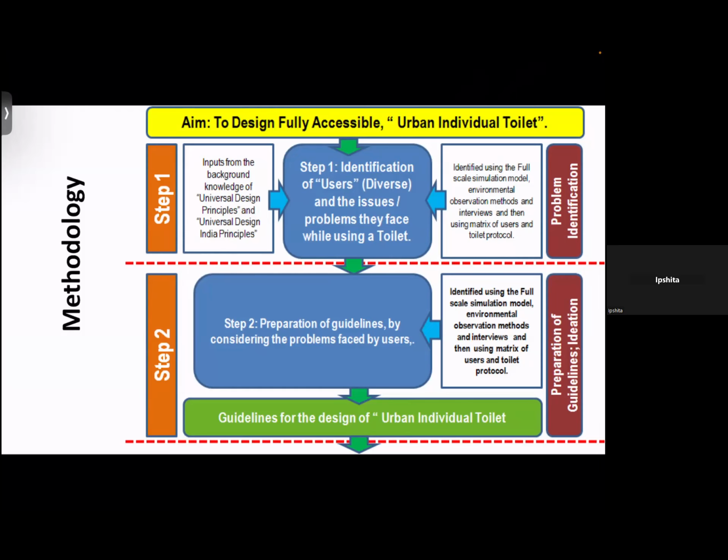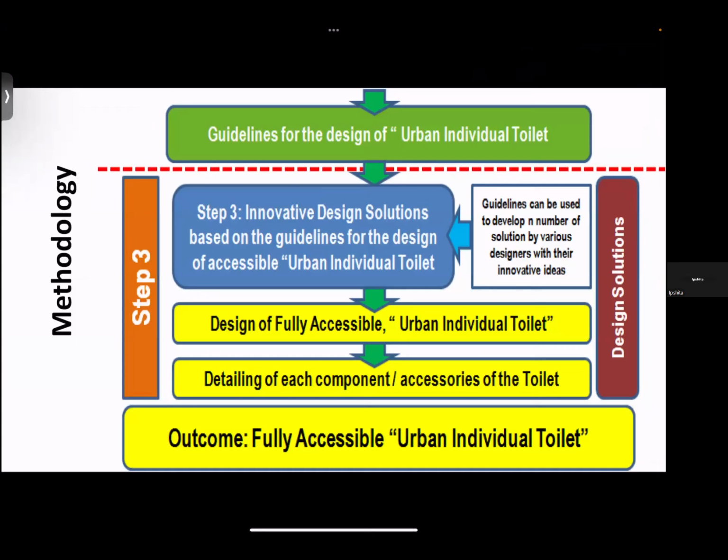Step one was the identification of all the diverse users who are going to use a family toilet. And then it was a preparation of guidelines considering the problems they face. So it is the identification of the problems. And then based on those identifications of the problems, the guidelines for the urban individual toilets have been made. And then the third step was to analyze the guidelines, and based on those guidelines, to design an innovative solution.